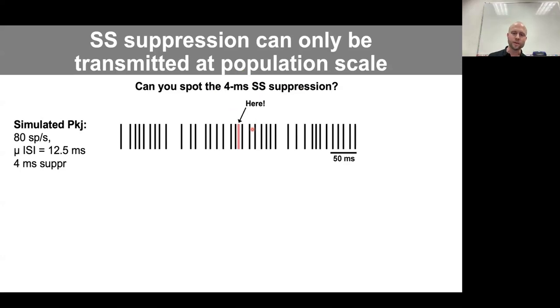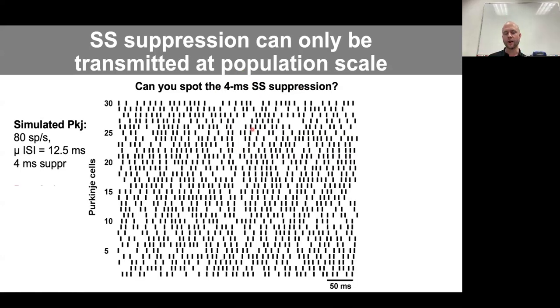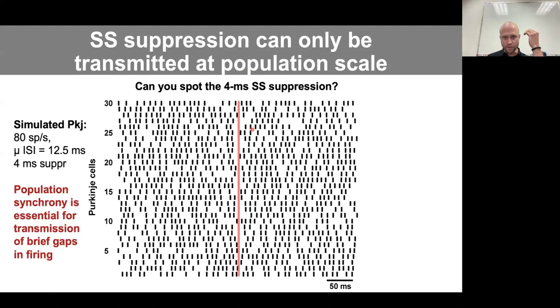It's only when there's a population of Purkinje cells not firing all at once for this brief period of time that this response actually can be observed and can have an effect on the cerebellar nuclei. And so we think that this very brief suppression of simple spiking is evidence for Purkinje cells synchronizing to this sensory input, and that it's essential for transmission of these brief gaps in firing.